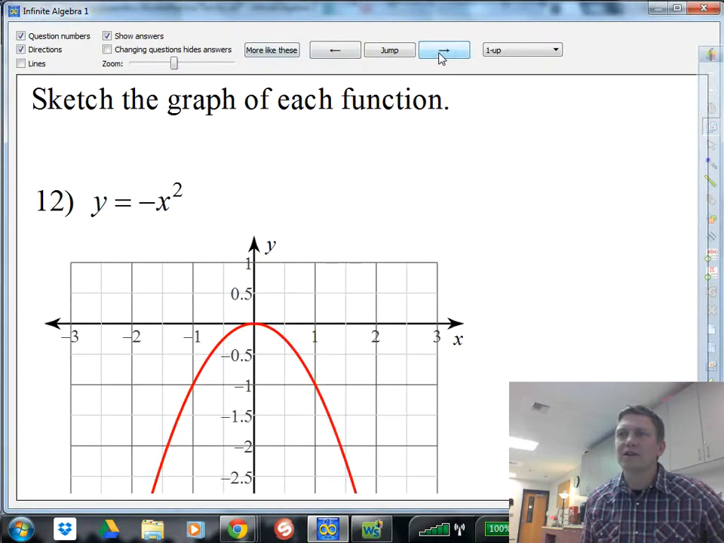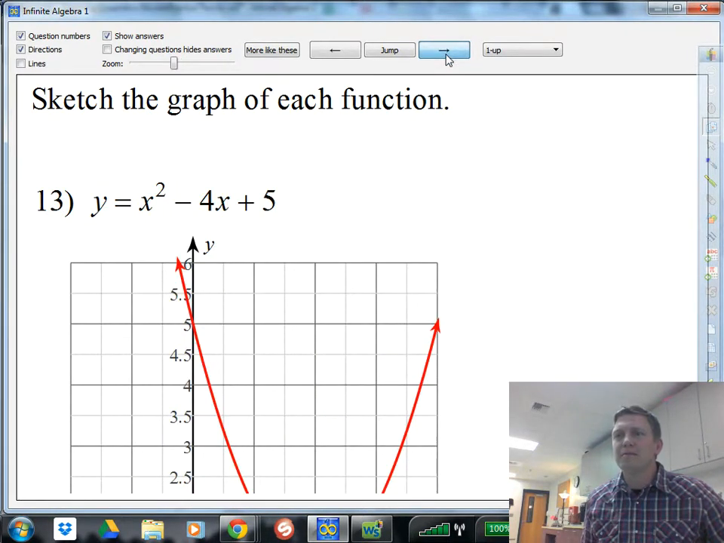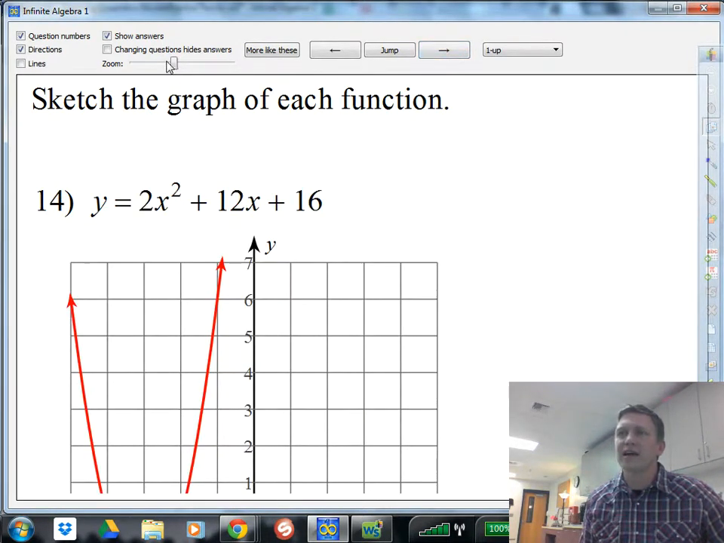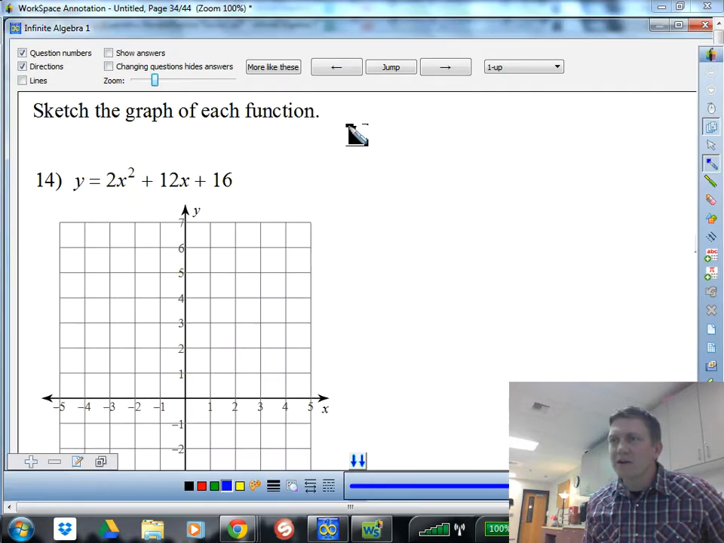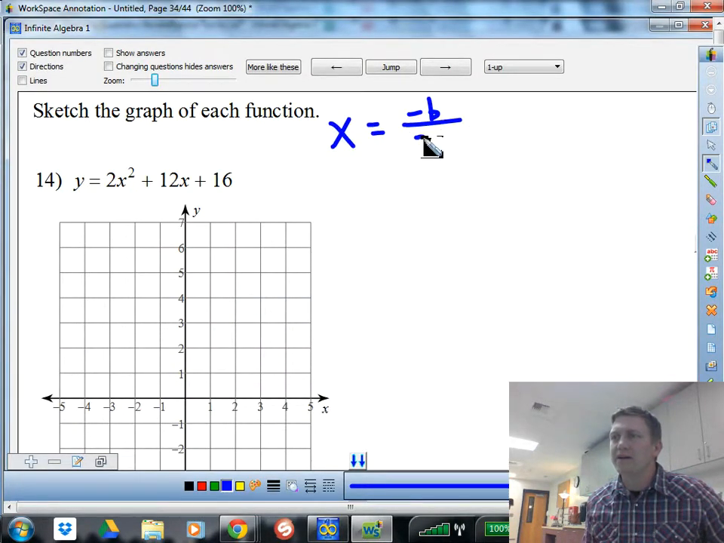Okay, last one we're going to do is number 12. Actually, let's do a tougher one. Number 14, okay? Number 14, we ask ourselves, how do we get this started? Well, the first thing I want to do is we write down x equals -b divided by 2a.